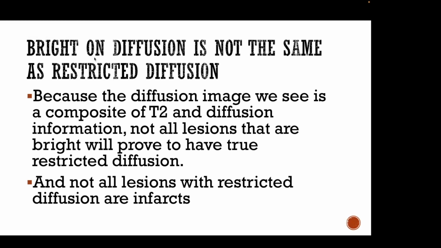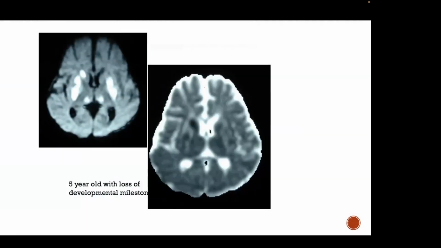But I want to make this point that bright on diffusion is not the same as restricted diffusion. And when I say diffusion, I mean the trace DWI image that we all look at. You should condition yourself to be looking with the ADC map, look at these together. Because the diffusion trace image is a composite of both T2 weighted and diffusion information, and not all lesions that are bright on DWI have restricted diffusion.